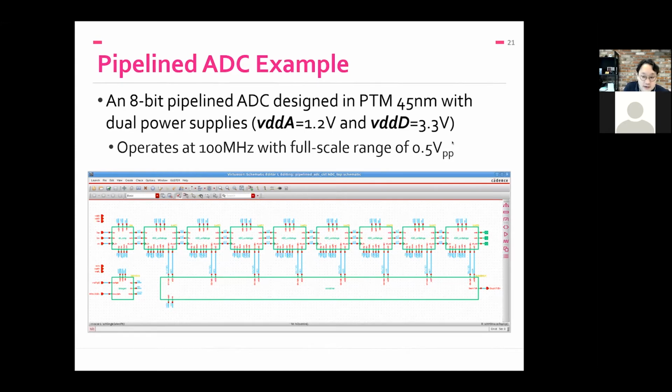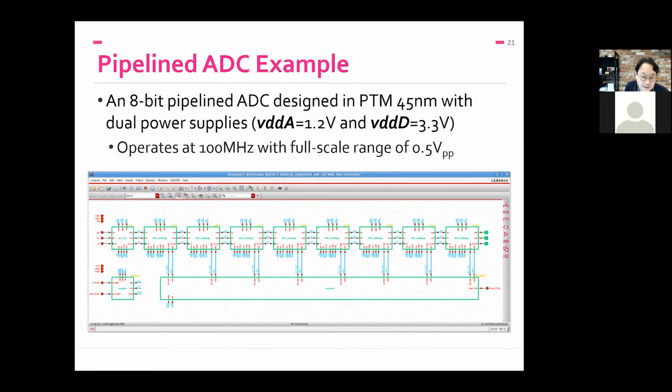some analog operation. It's designed for dual supply. So the analog supply, oh, this is a typo. Analog supply is 3.3 and digital supply is 1.2. And it operates at 100 megahertz with a full-scale input range of 0.5 volt peak to peak.